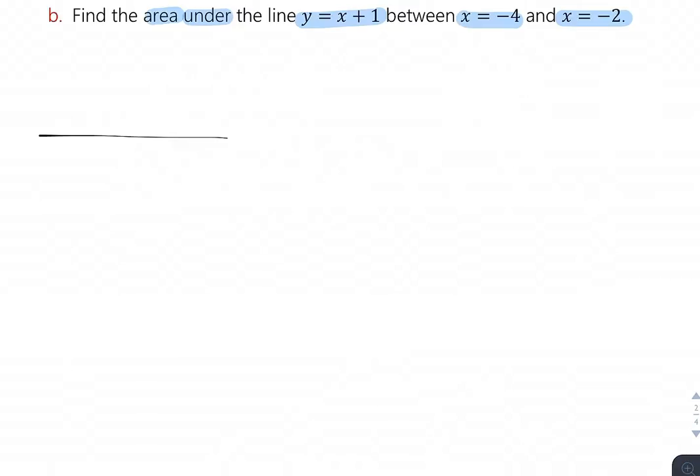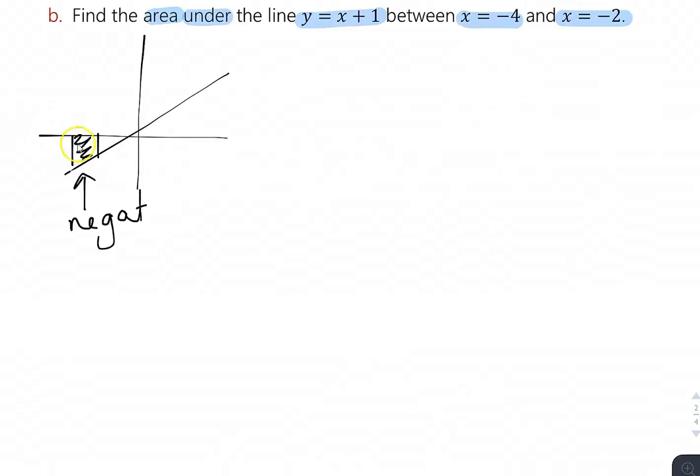Part B is the area under the curve of y equals x plus 1. So I'm just going to draw a sketch. It really is just a sketch. And I've got a line -4 and -2, so -4 here, -2 here. My function y equals x plus 1 means that for this portion, I am negative. I'm below the x-axis. So when I do my integral, I'm just going to need to take into account the fact that it is negative.